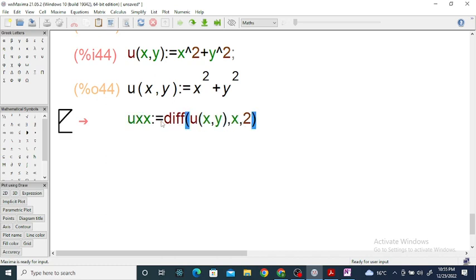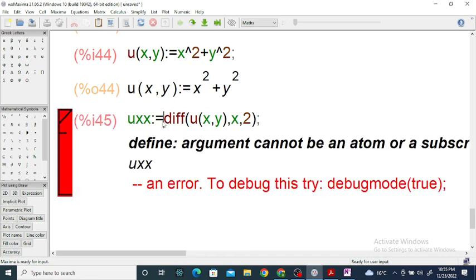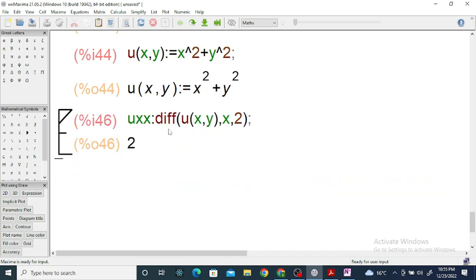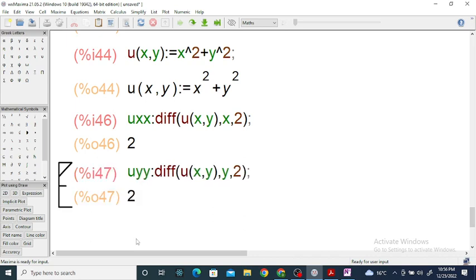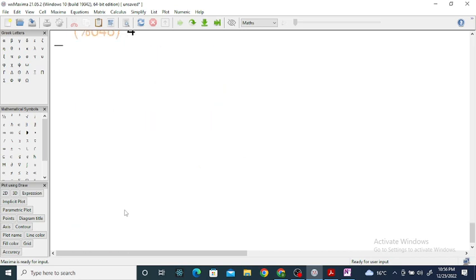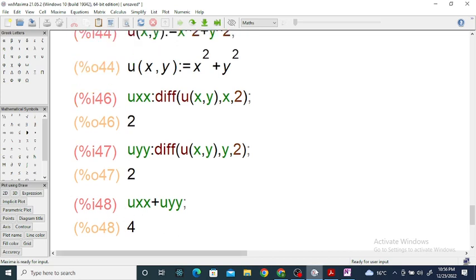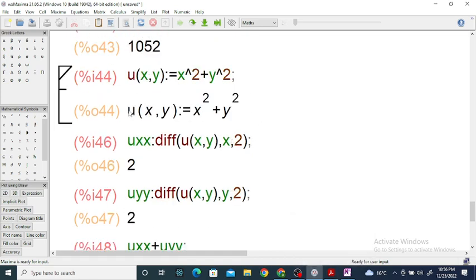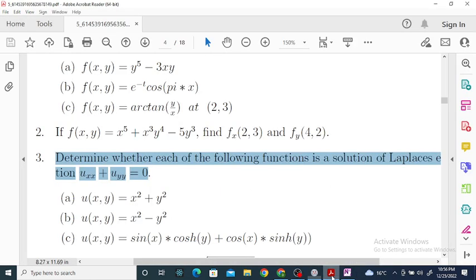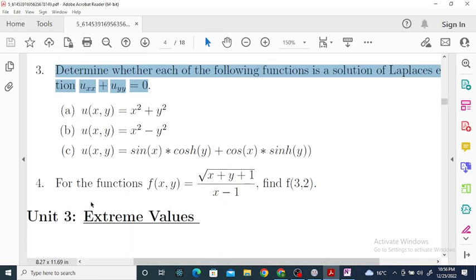Now if you enter, uxx is what? 2. Similarly, if you copy this, paste it again and write the partial derivative with respect to y, assigned to uyy, then you will get uyy is 2. So if you write uxx plus uyy, it is equal to 4, which is not equal to 0, and therefore the given function u of xy equal to x square plus y square does not satisfy the Laplace equation.